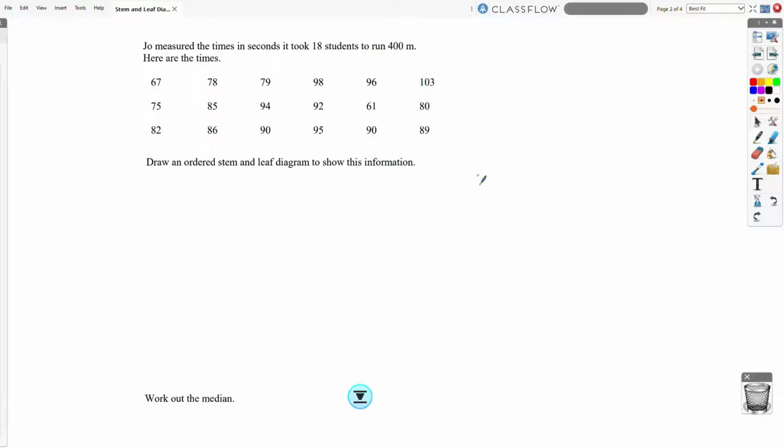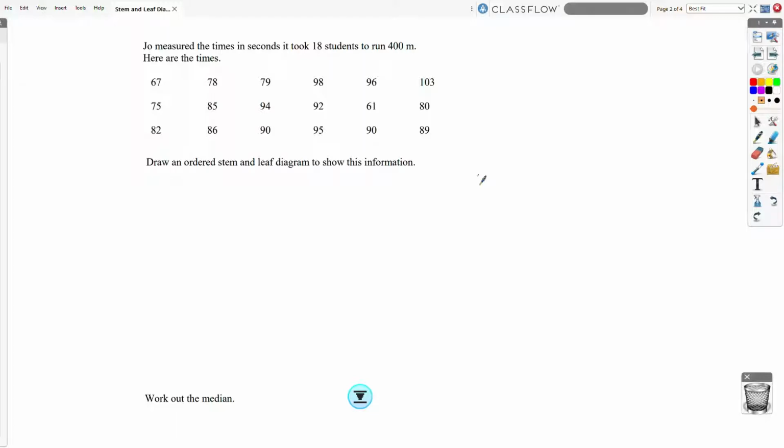First of all, we have these discrete values. So we've got the time it took in seconds. Actually, these are continuous values. So the time it took in seconds for 18 students to run 400 meters. The question says draw an ordered stem and leaf diagram.